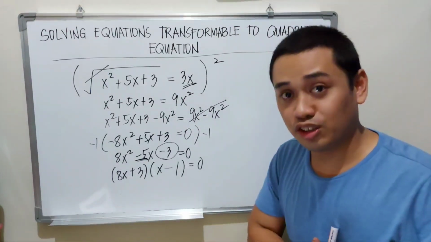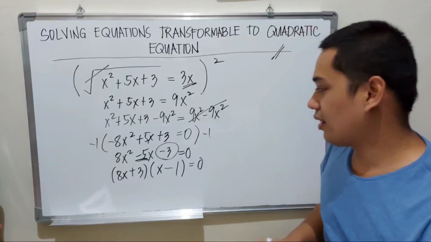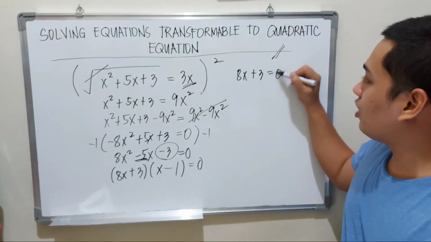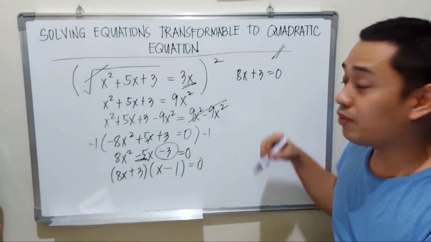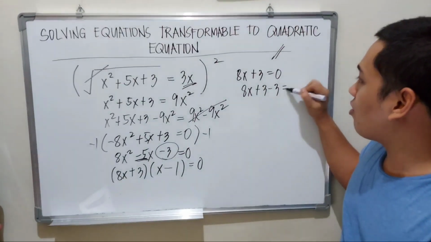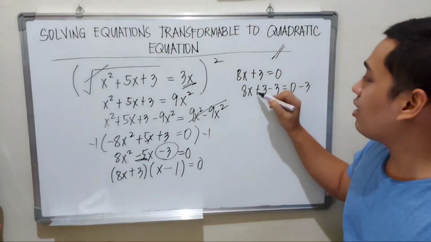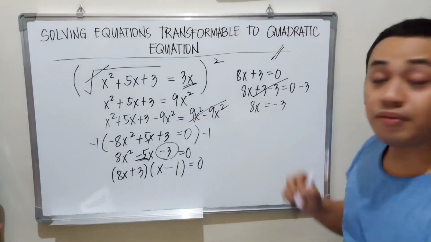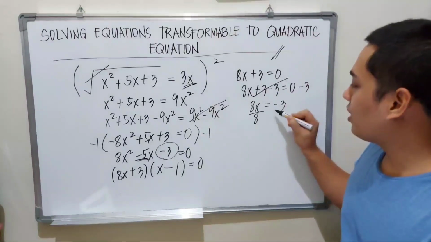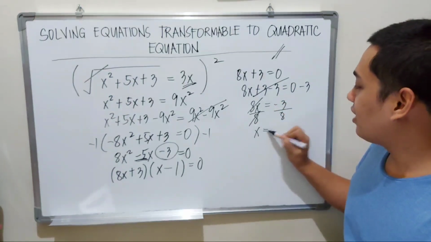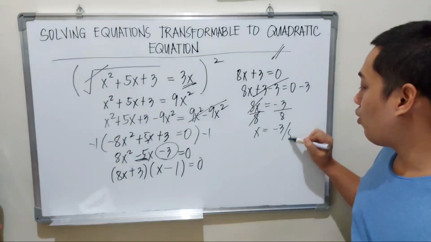Then, equate the factors to 0. Yun na yung final step natin. So, 8x plus 3 equals 0. Adding the additive inverse of 3, which is 8x plus 3 minus 3 equals 0 minus 3. Cancel this out. 8x is equal to negative 3. Dividing both sides by 8, cancel. X is equal to negative 3 over 8.